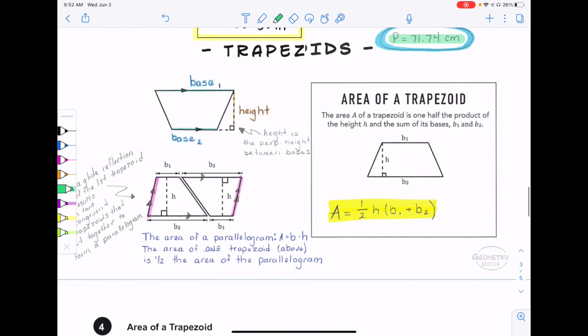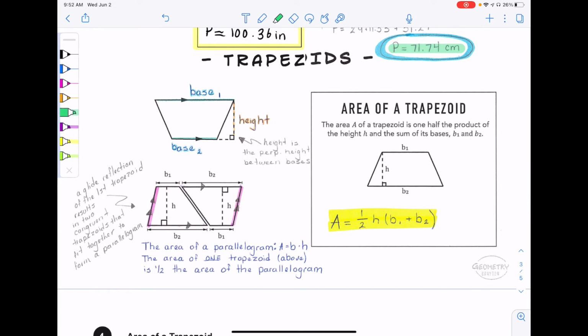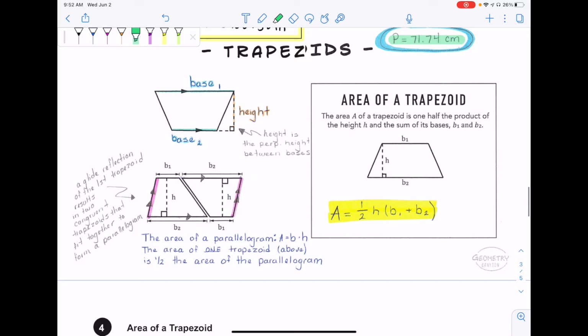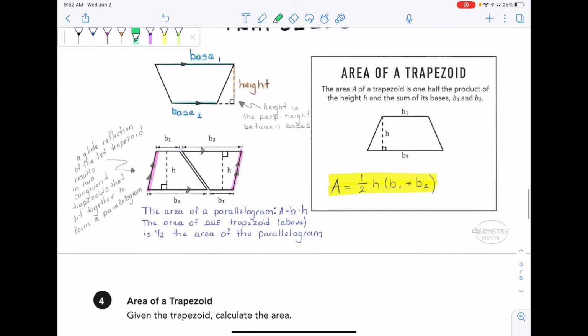Okay, next up is trapezoids. So trapezoids is kind of an interesting topic. We haven't done much with trapezoids this year. So I made some notes, and I'm just going to read through them with you. You can copy them down if you need to, or maybe you feel like you already know what a trapezoid is.